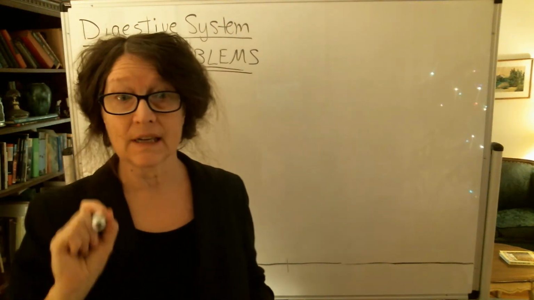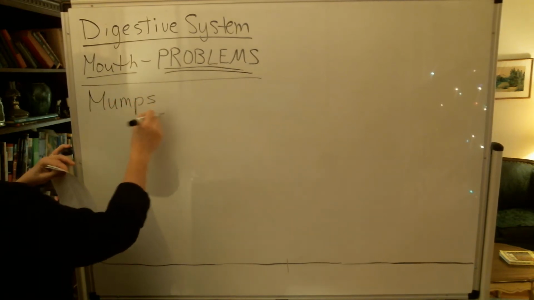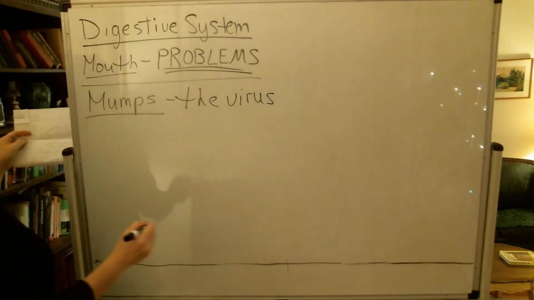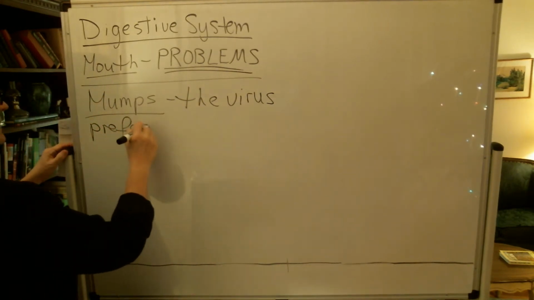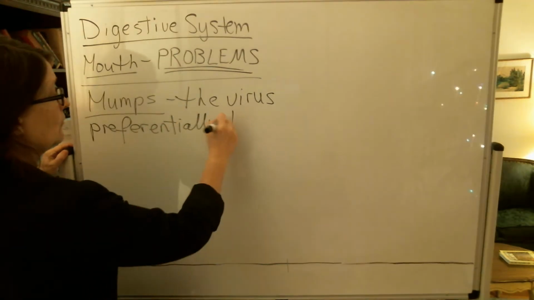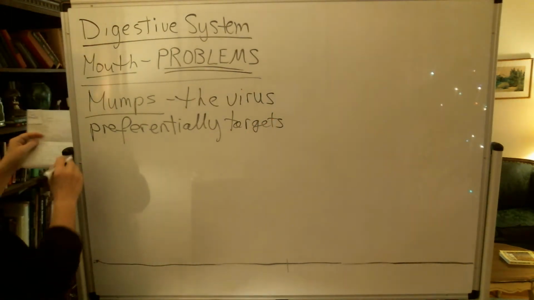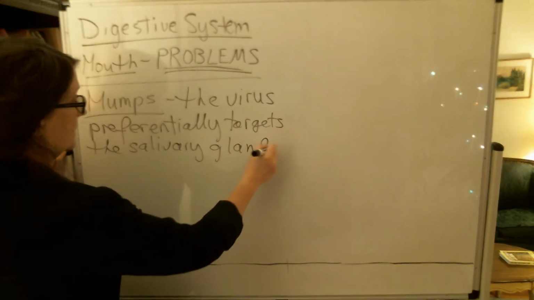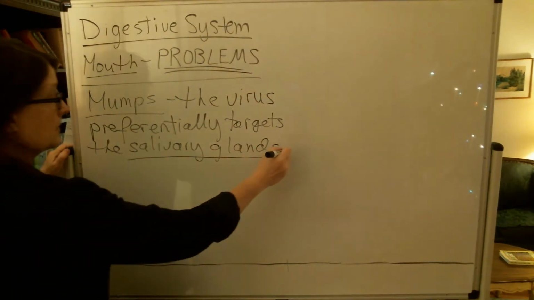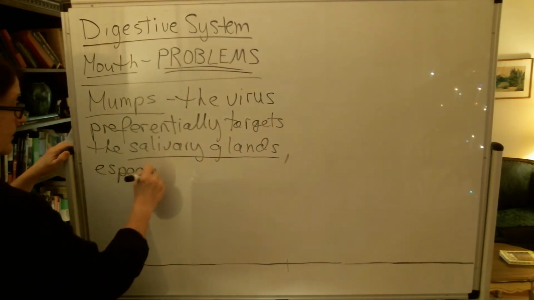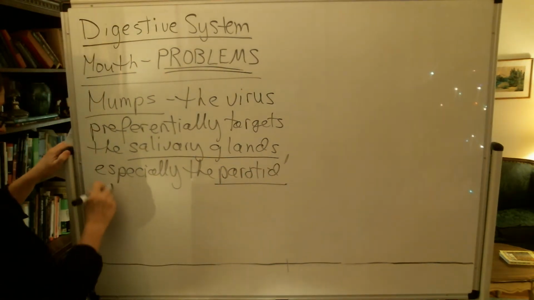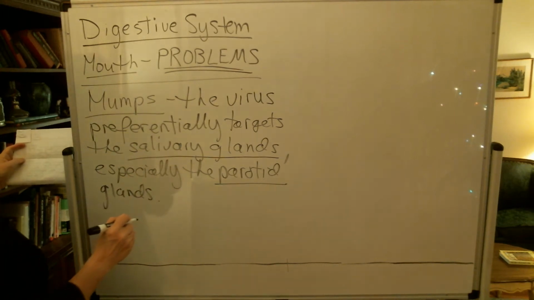This lecture is about problems in the mouth. To begin with, there's mumps. This is a disease caused by a virus, and the mumps virus preferentially targets the salivary glands, especially the parotid salivary glands.